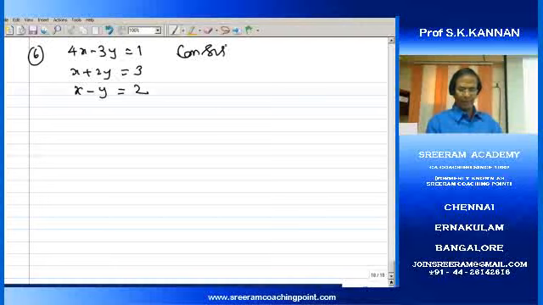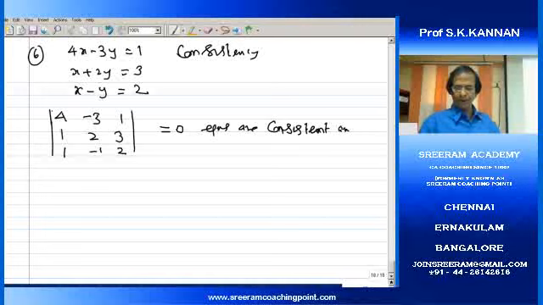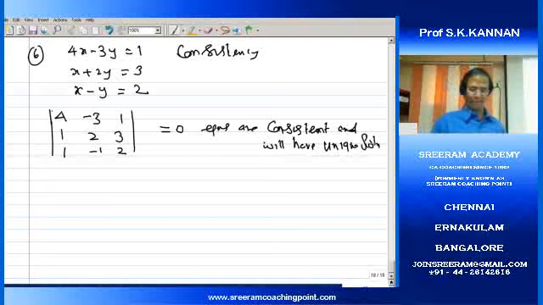Determinant value: copy all the coefficients. See whether the constants should be on the left side or on the right side. 4, minus 3, 1; 1, 2, 3; 1, minus 1, 2. If you get 0, then the equations are consistent and will have a unique solution. If you want that solution, we have to solve by some other method.